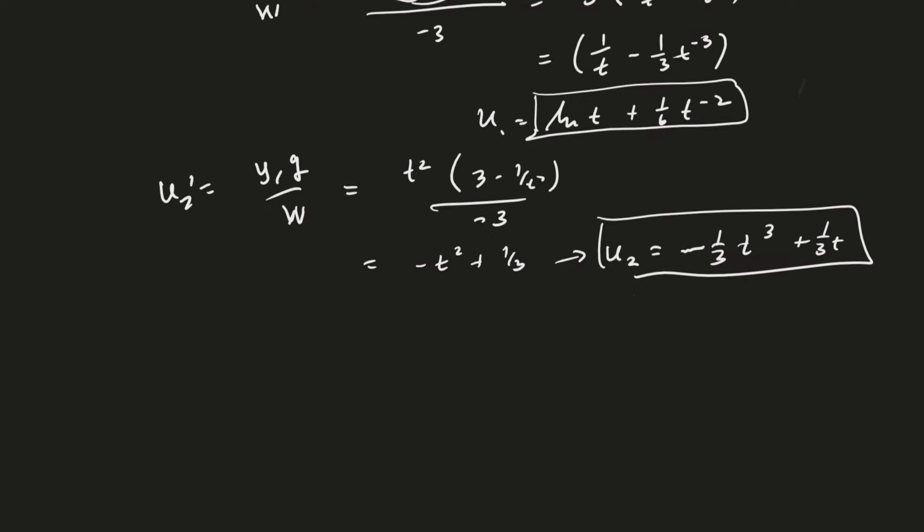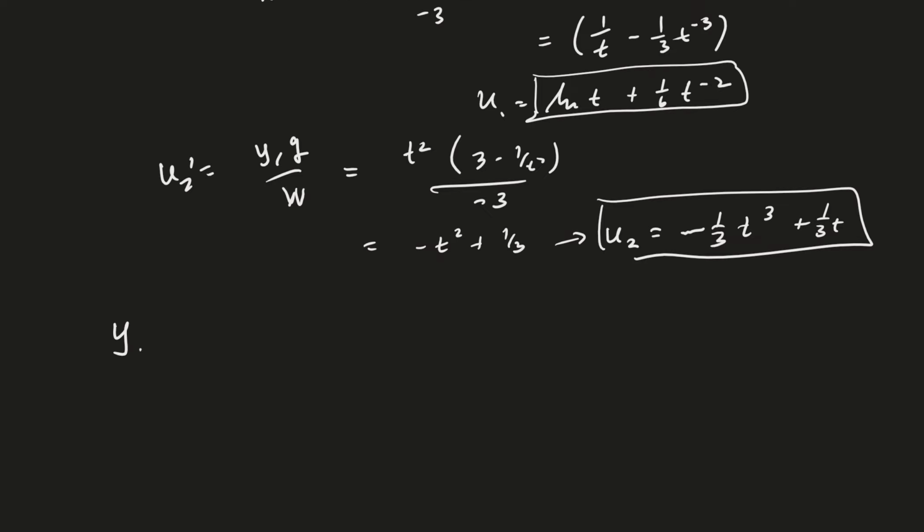u1 and u2 are found. Now our particular solution is u1 y1 plus u2 y2. Okay, and I'll leave you to plug those in, because now we have all 4 pieces, right? All 4 pieces have been computed. Very good. So that's all variation of parameters is. It's really just a plug and chug kind of thing.